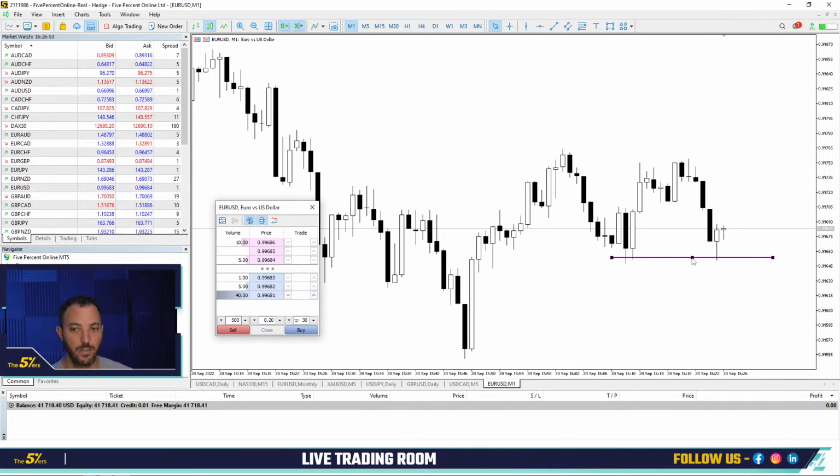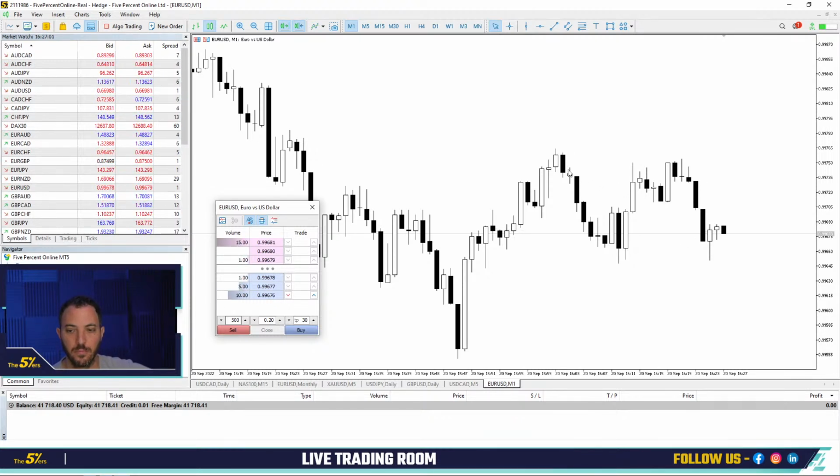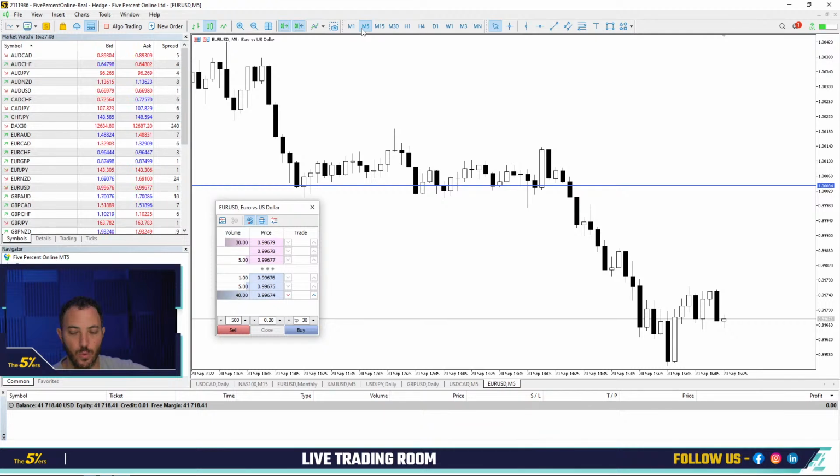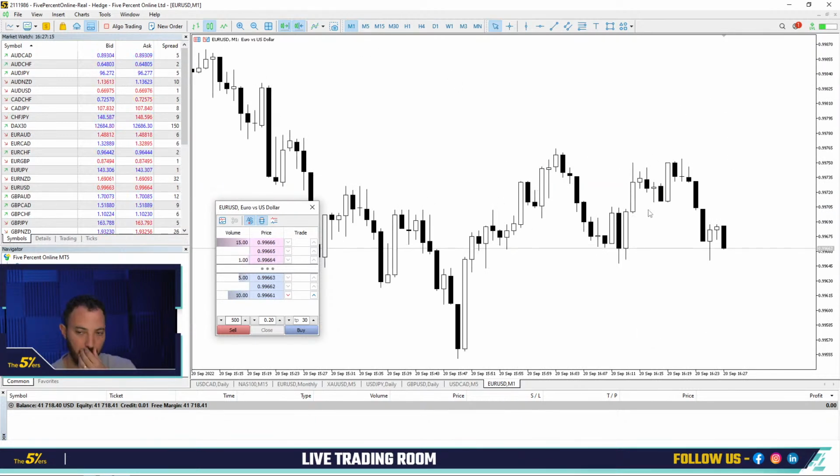Okay, see, buyers are coming. And wait for a new setup. It looks like it's trying to turn on the 5-minute chart. If it actually goes and breaks, then I'll wait for a retest of that area, and then I will sell.